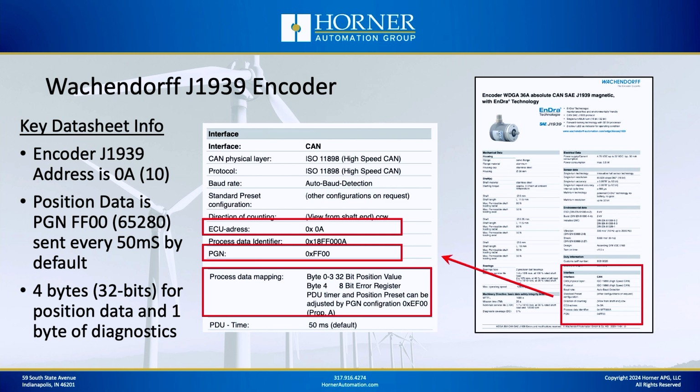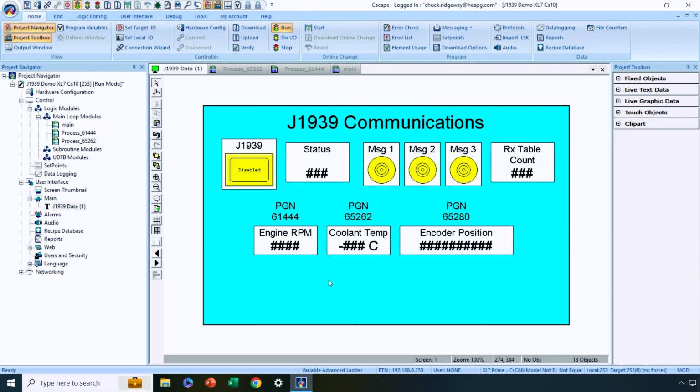So with those pieces of information, we can head into the Cscape 10 configuration software and configure the Horner all-in-one controller. Okay, so here we go. This is the Horner Cscape 10 software, which configures every aspect of the application. We're looking at a screen I've created. I have designed this demo for use with the XL7 Prime 7-inch HMI plus PLC.